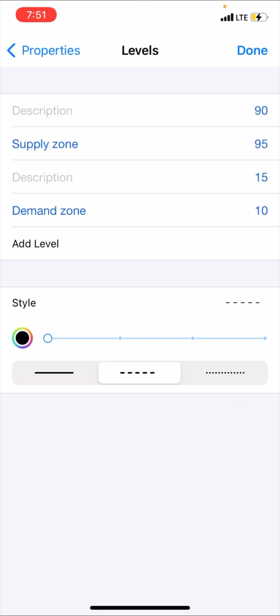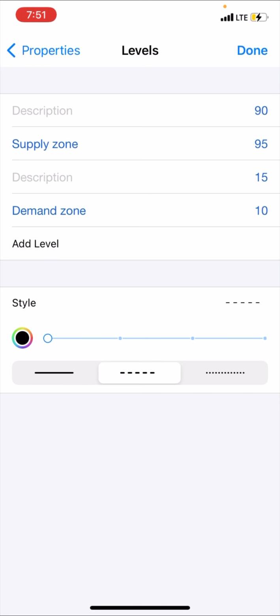All right, so the level 15 and level 10 is your demand zone. That is your buy zone. That is where you want to be buying from for the scalping of any crash market. You should be buying from these levels. Okay, so you're done with that. You simply just click done.